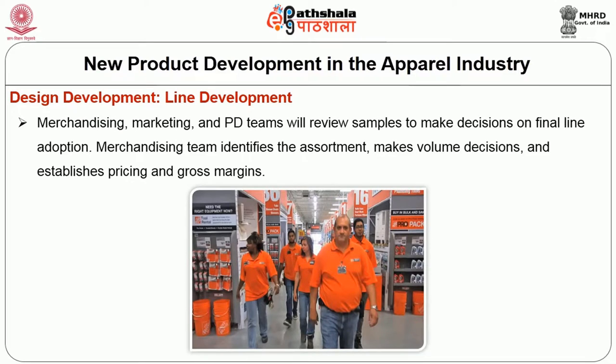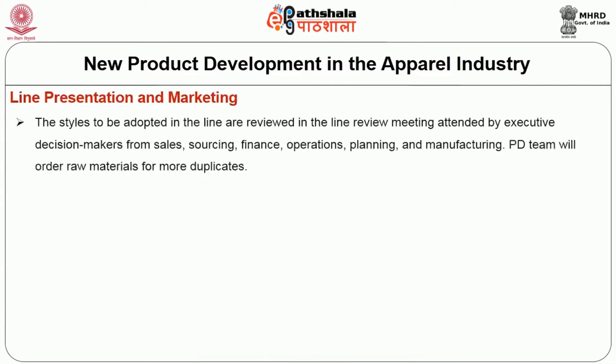Merchandising, marketing and product development teams will review the samples to make decisions on final line adoption. Merchandising team identifies the assortment, makes volume decisions and establishes the pricing and gross margins. Now, the line presentation marketing stage. The styles to be adopted in the line are reviewed in the line review meeting attended by executive decision makers from sales, sourcing, finance, operations, planning and manufacturing.